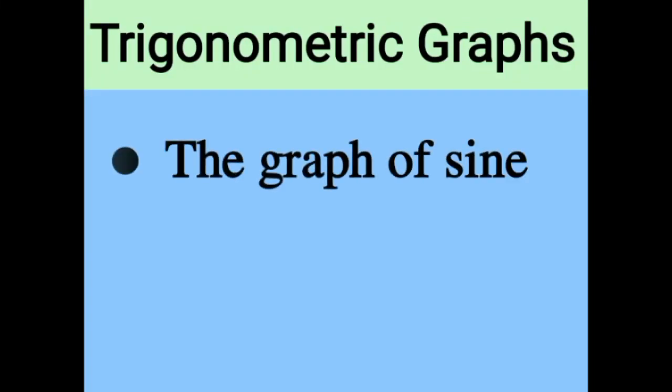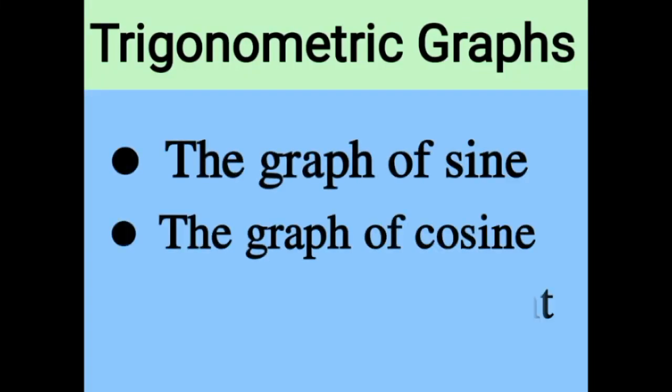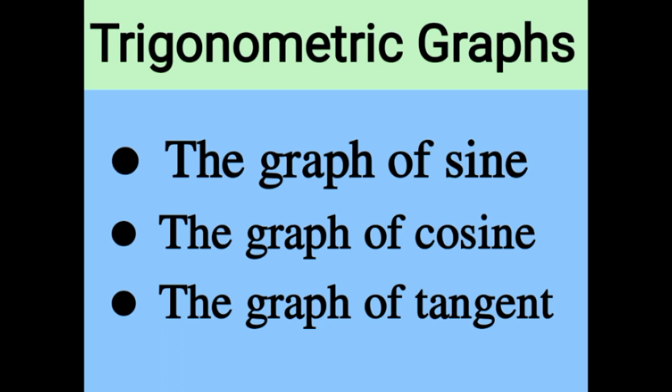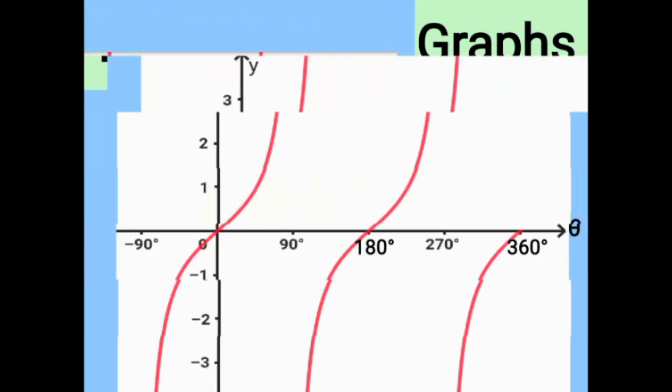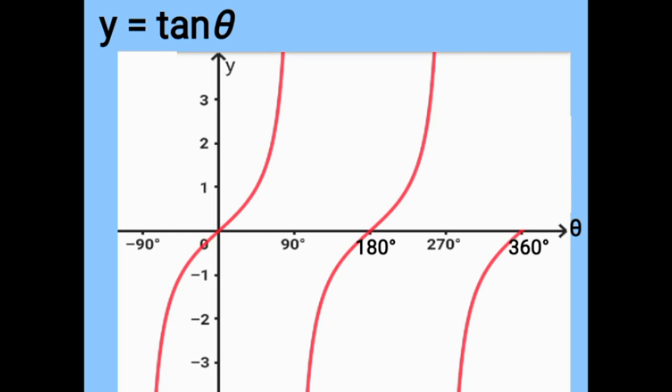Just like the graph of sine and the graph of cosine, the graph of tangent is also periodic. That is, it repeats itself after a certain interval period. Now, this is the graph of y equals tan theta. Here, I drew the graph in the range theta is greater than or equal to minus 90 degrees but less than or equal to 360 degrees.